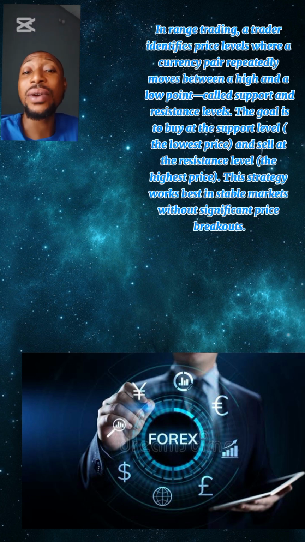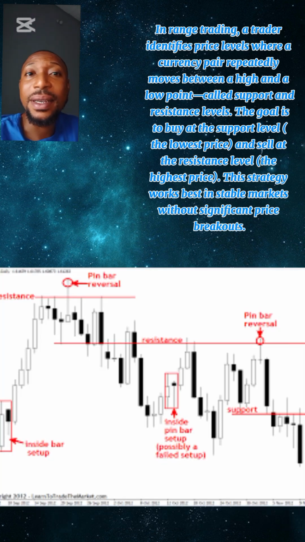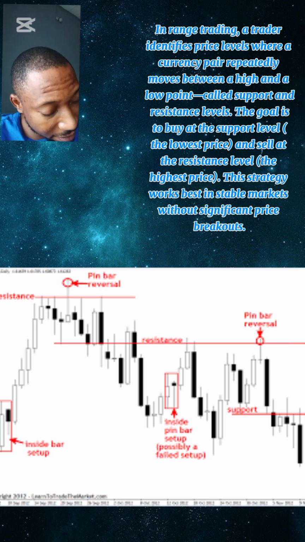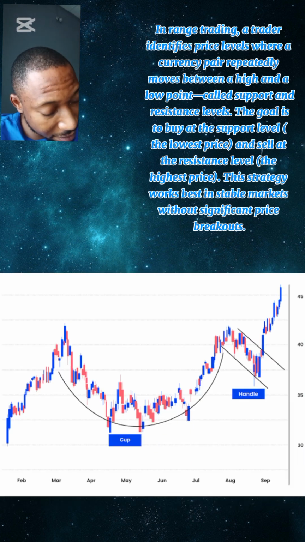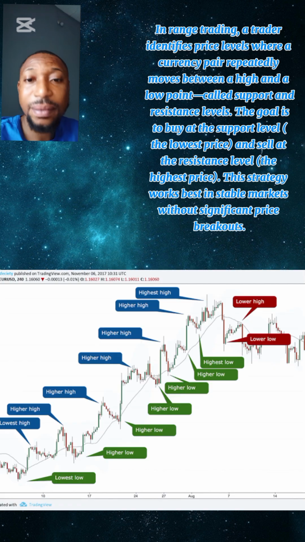Range trading. In range trading, a trader identifies price levels where a currency pair repeatedly moves between a high and a low point, called support and resistance levels. The goal is to buy at the support level, the lowest price, and sell at the resistance level, the highest price. This strategy works best in stable markets without significant price breakouts.